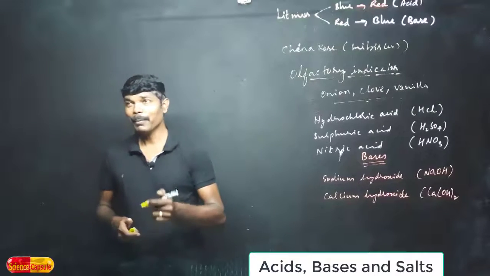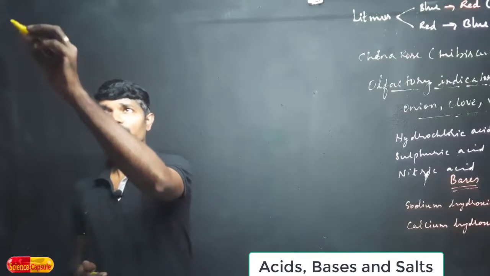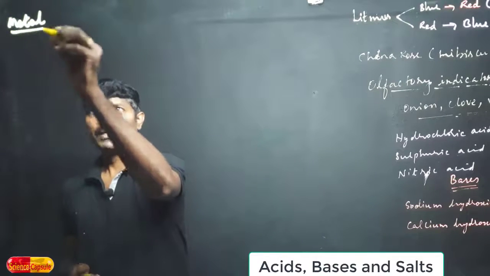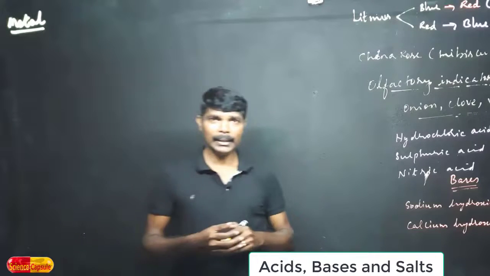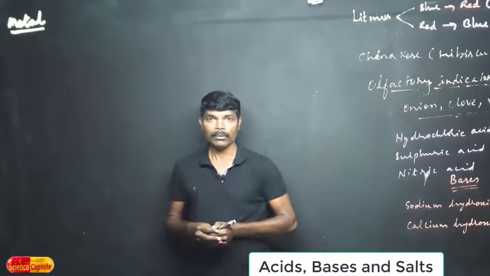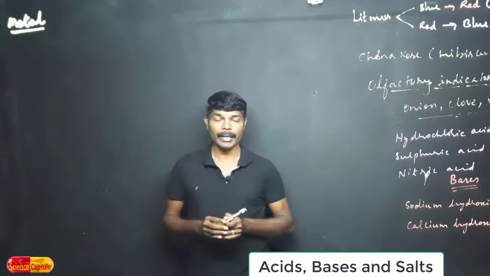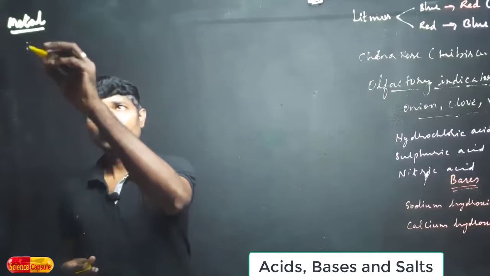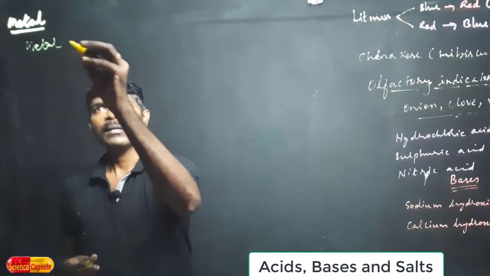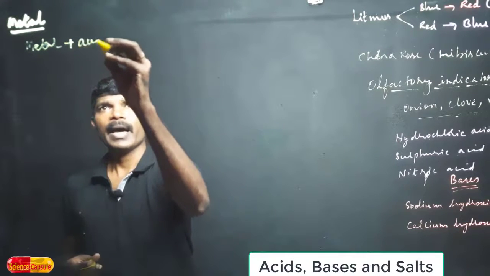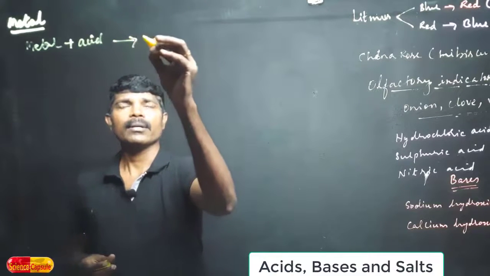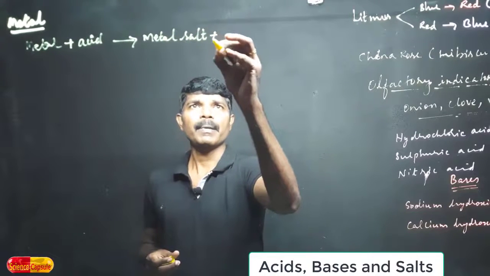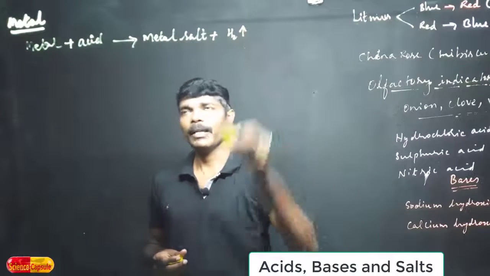So what happens when acids and bases react with metal? So here we write metal. Basically, when acids react with metal, then the corresponding metal salt and hydrogen gas will be evolved. So we first write the general equation. Here metal plus acid gives corresponding metal salt plus hydrogen gas will be evolved.